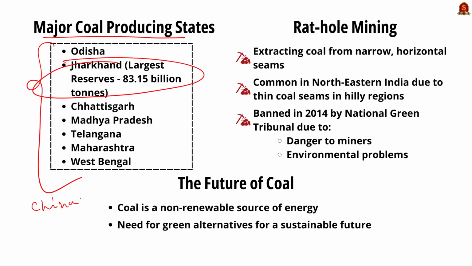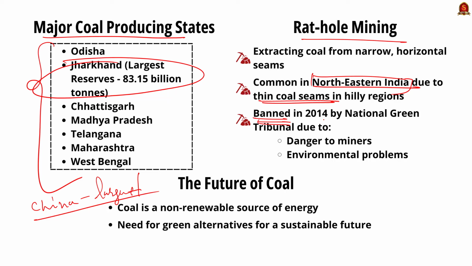Let's now see about rat hole mining. See, it refers to extraction of coal from narrow and horizontal seams. The practice of rat hole mining is highly prevalent in northeast India because in the hilly region the coal seams are thin and therefore building a huge coal mine will not be profitable. In 2014, the National Green Tribunal banned the rat hole mining, citing that it is dangerous to the miners and also causes several environmental problems.